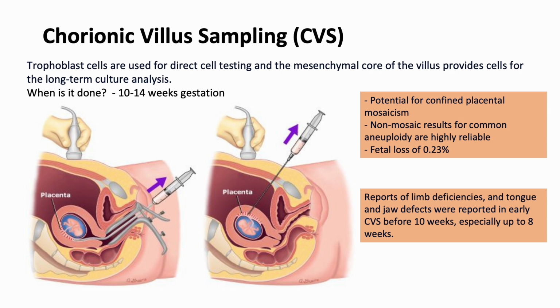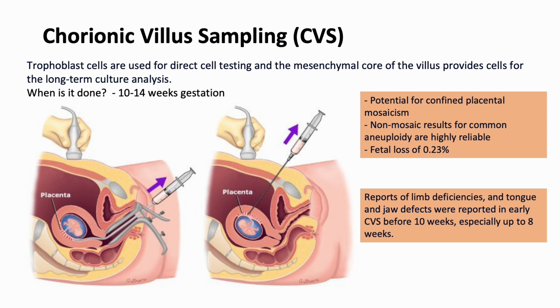Now let's talk about chorionic villus sampling, commonly known as CVS. CVS is a prenatal diagnostic test performed between 10 and 13 weeks of pregnancy to detect genetic conditions like Down syndrome, cystic fibrosis, and other chromosomal abnormalities. The procedure involves collecting a small sample of placental tissue, either transcervically through the cervix or transabdominally with a needle through the abdomen, both guided by ultrasound.